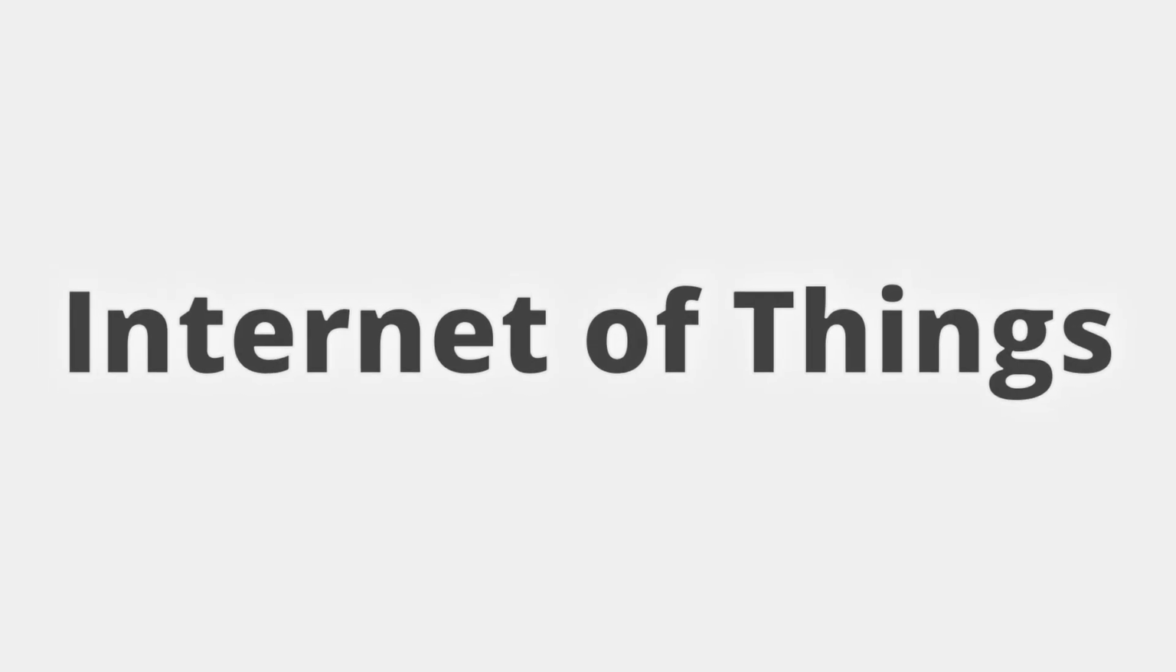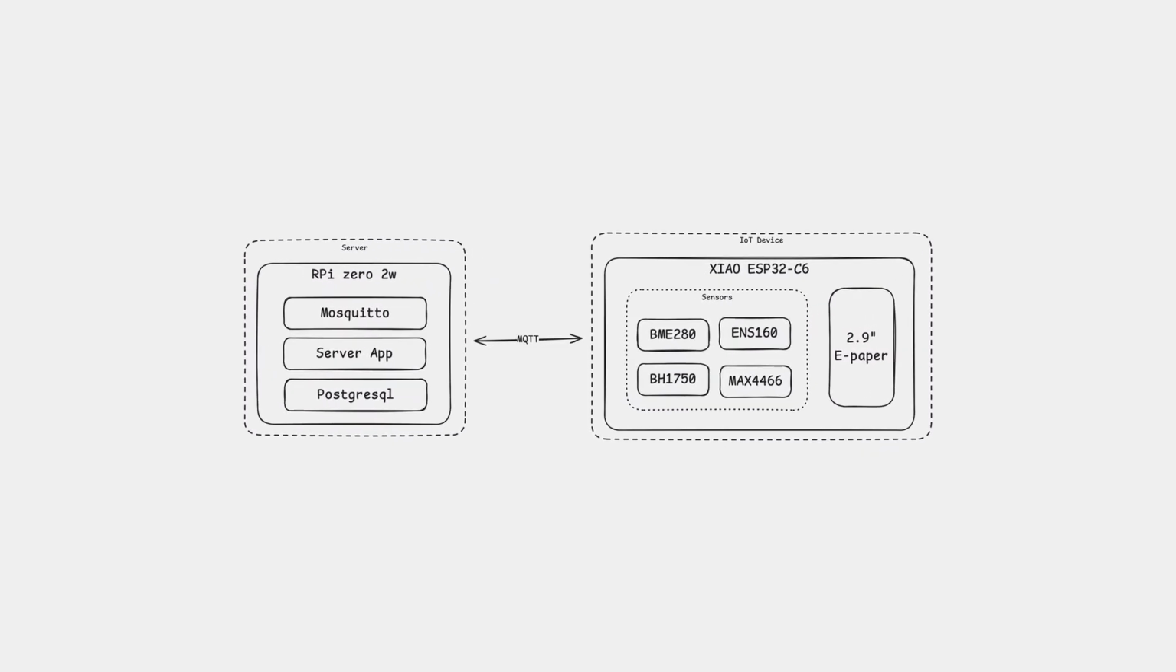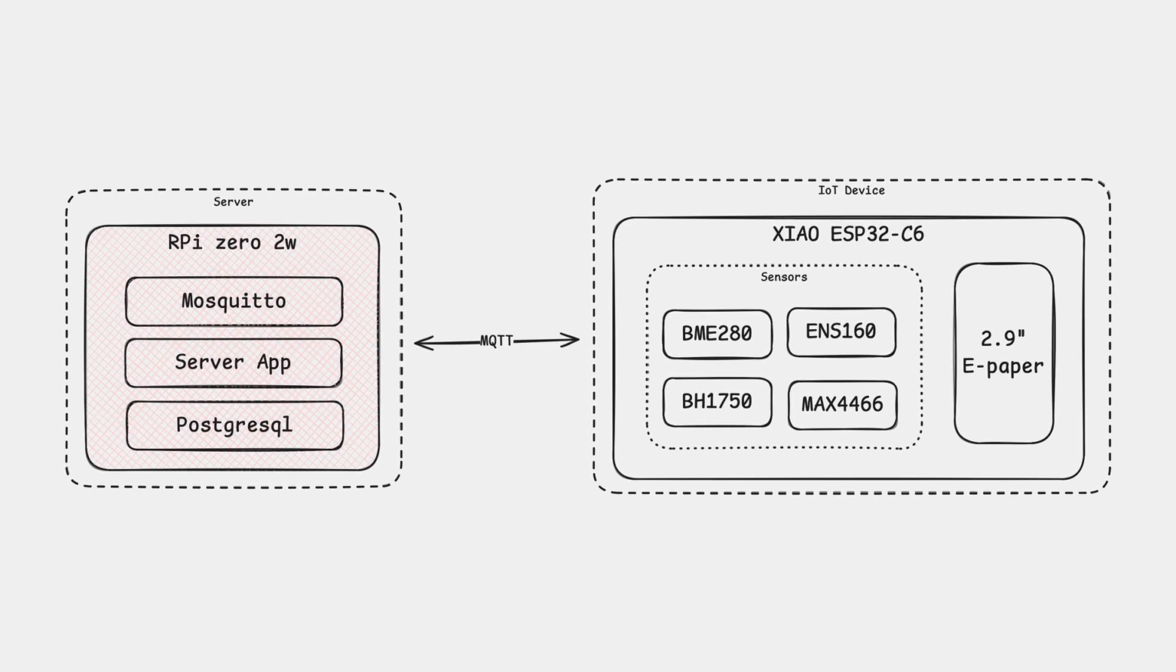Welcome to the second video in the IoT in Practice workshop. In the previous part we covered the theory and today we start building our IoT system. Our first task is to bring the Raspberry Pi to life and configure it to act as our server.